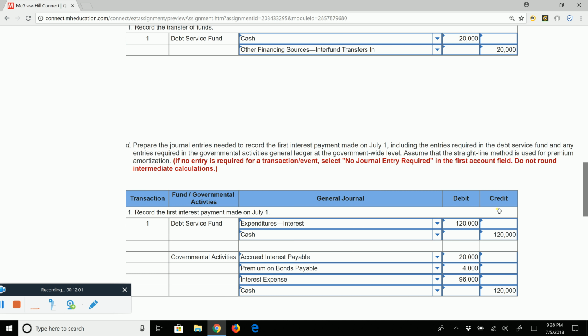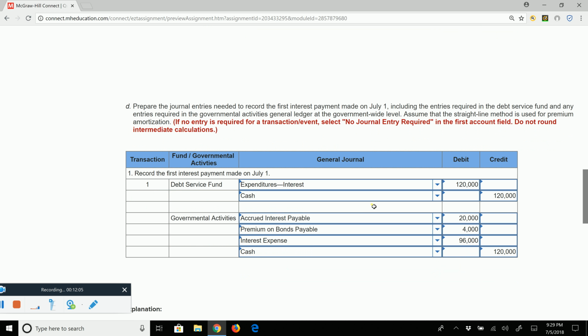All right, and here is the July 1st interest payment. Remember, 6 months worth of interest, $8 million times 3% for half a year. That is $120,000 on the debt service fund: debit interest expenditure, credit cash. But on the government-wide, which uses accrual accounting, a little bit more intensive.